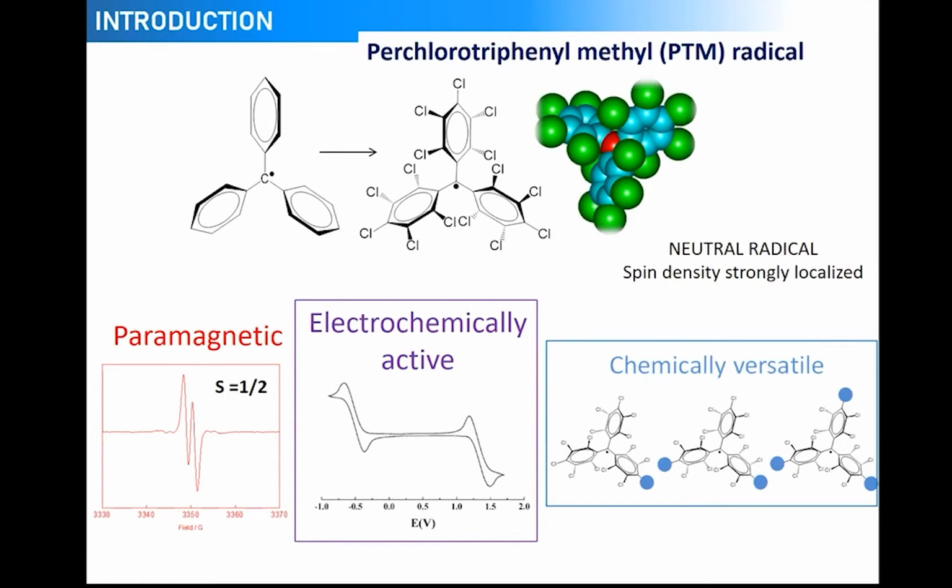They are paramagnetic, they are also electrochemically active. So one can reduce the PTM radical to the anion form, and also oxidize it to the cation form. They show these interesting optical properties we saw before. And also the fact that they are thermally and chemically very stable allows the possibility to functionalize them and introduce different groups in different positions of these radicals. This is what allowed us to work with these radicals on different types of surfaces, which is what I'm going to explain now.